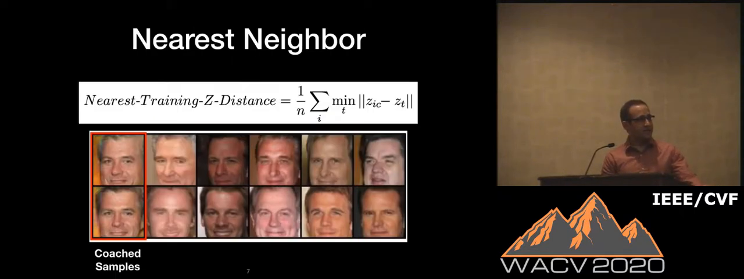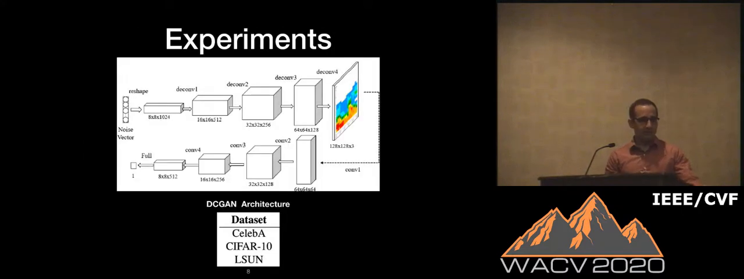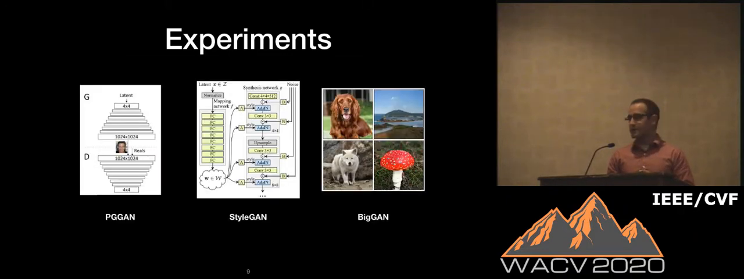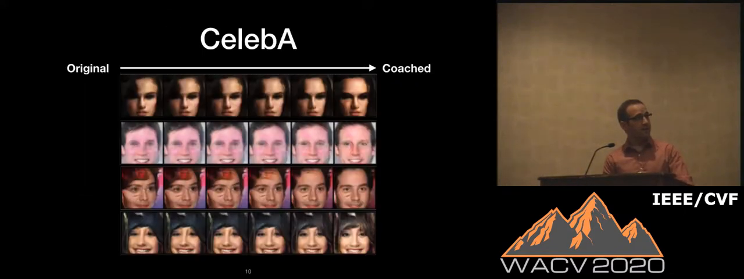As a basic sanity check, we did test this against our training set just to make sure CoachGAN is not pushing us back towards, say, anything we saw in the original training. As for experiments, the bulk of our results use DCGAN, basically CelebA, CIFAR10, and LSUN. Now, we also, in addition to these, tried several state-of-the-art high-resolution models, specifically progressive growing of GAN, StyleGAN, and more recently, BigGAN. Now, for some qualitative results, first we'll look at some from CelebA.